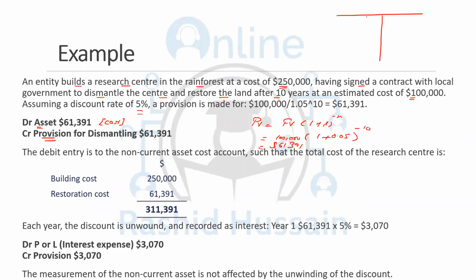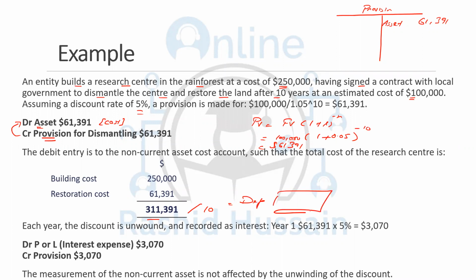So we are going to make an account of the provision, and we know how to put the entry. The provision account is credited due to the debit entry, which is the asset. So give the reference of the asset, and initially 61,391. The total cost of the research center is going to be the building cost, which is 250,000, plus the restoration cost, and the total cost is 311,391. And we know this 311,391 is going to be depreciated over 10 years, and this is going to be the depreciation figure.